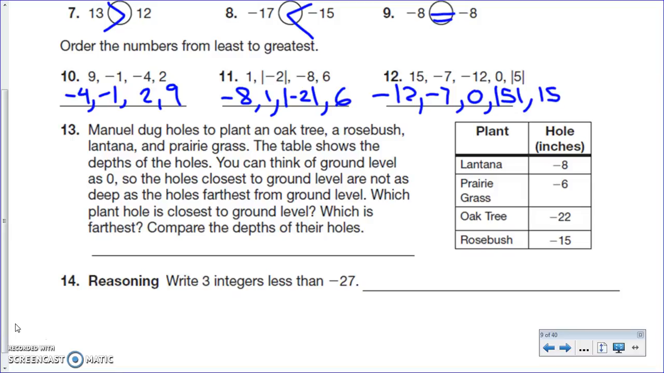So the one that is closest to ground level is the -6, so that's the prairie grass. The farthest from ground level is the oak tree. Then we're going to write out their two numbers. So -6 is greater than -22. And there's our comparing the depths of the holes.